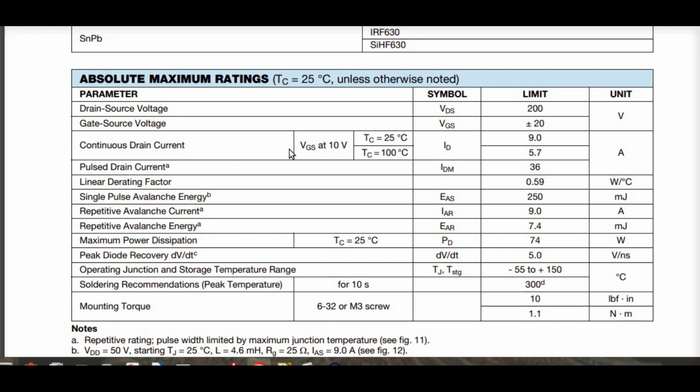Continuous drain current is 9 ampere at 25 degree centigrade when the gate to source voltage is at 10 volt. When the temperature of the junction increases to 100 degree centigrade, the current rating comes down. So for all practical purposes, it is better to assume that the current rating is only 5.7 amperes. So this is a safe way of using the MOSFET instead of considering 9 amperes.